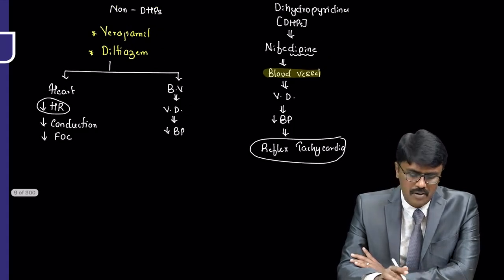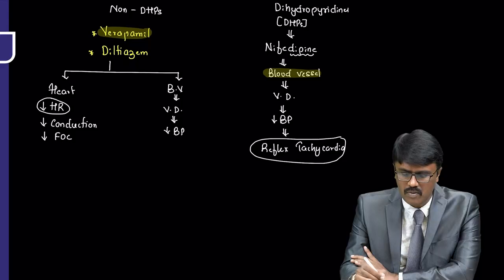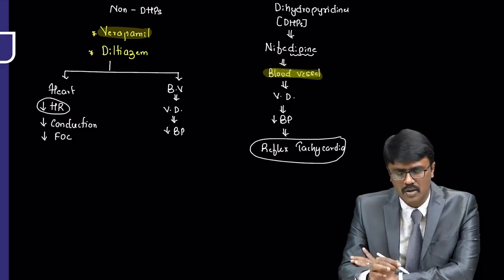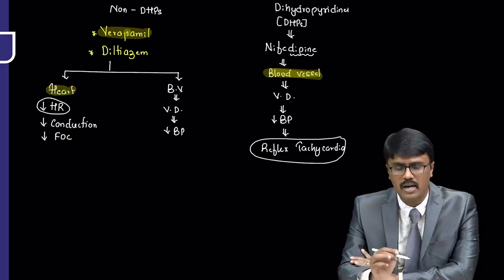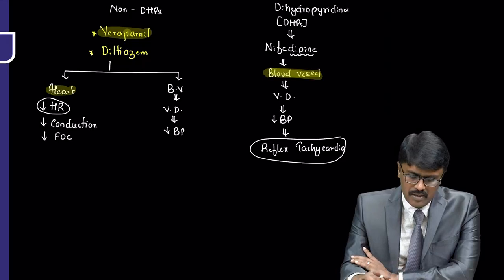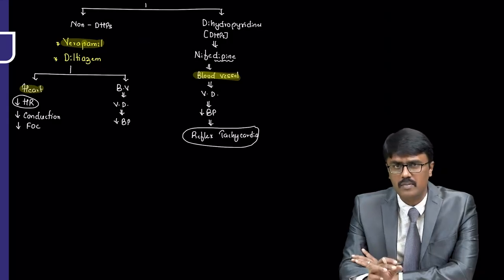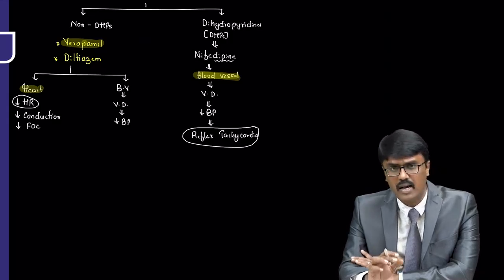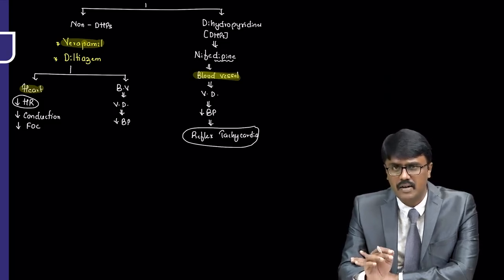Now remember, compared to verapamil, who will act more on blood vessel? More action on blood vessel is with dipines. Who will act more on the heart? Verapamil and diltiazem. So this is the difference between DHPs and non-DHPs. Remember, very, very important point. Verapamil, diltiazem, they can act on heart and blood vessel, but there is no reflex tachycardia. But dipines, they act only on blood vessel, and they decrease the BP, and you see reflex tachycardia.